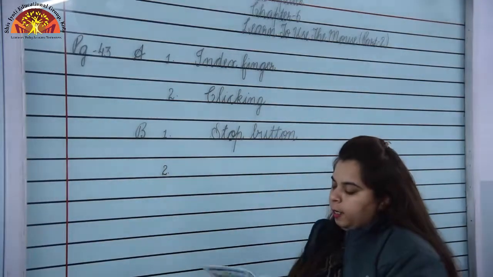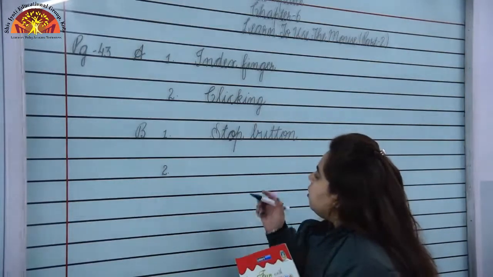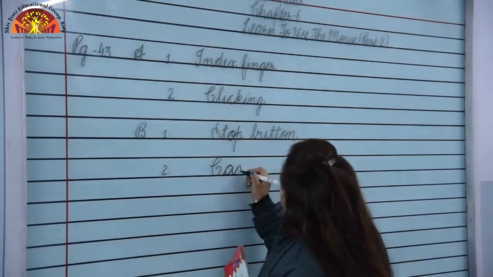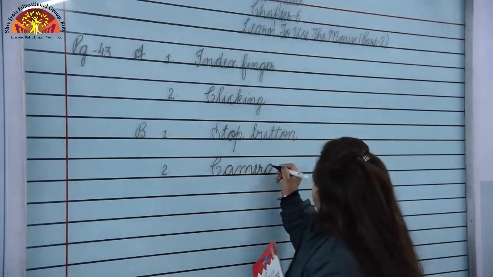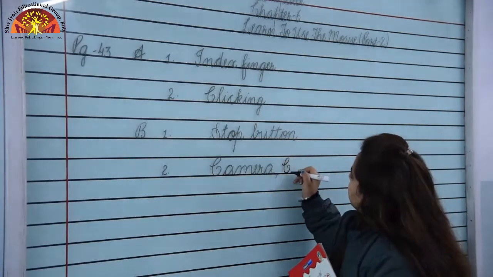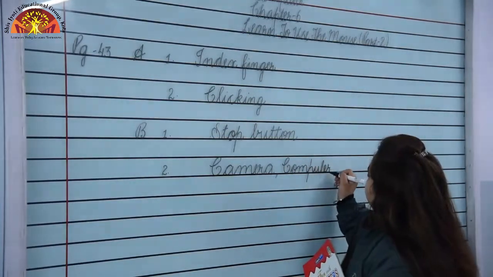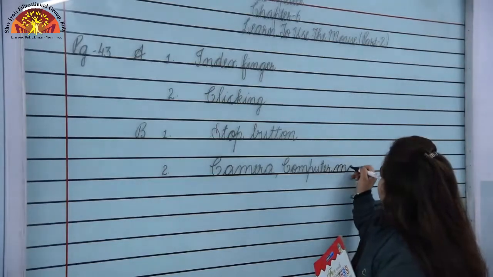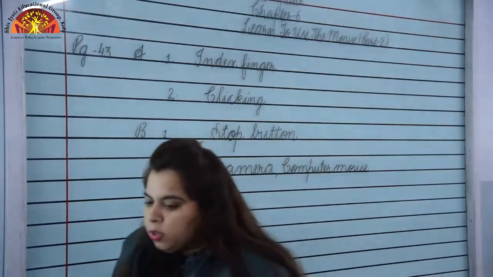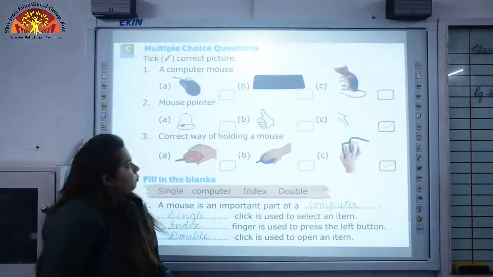Number 2, name two things that make a clicking sound. Now which two things make a clicking sound? CAMERA, camera. C will be capital, and the next is computer mouse. COMPUTER, computer. MOUSE, mouse. I hope you have understood this. Now let's switch to next question.